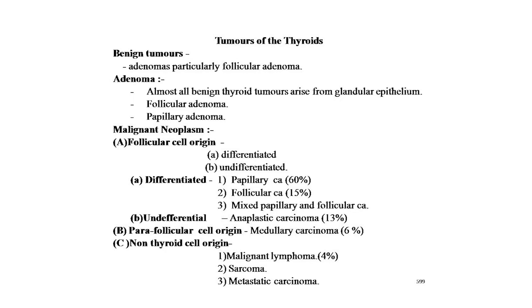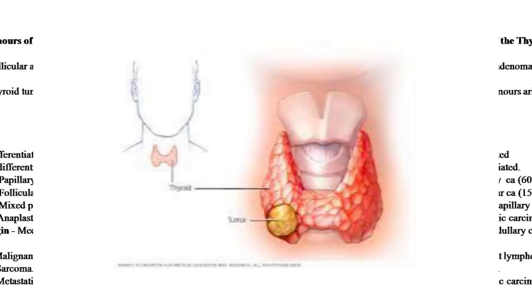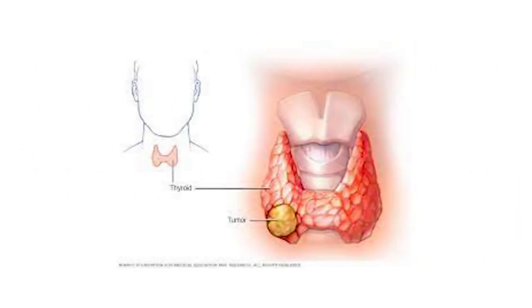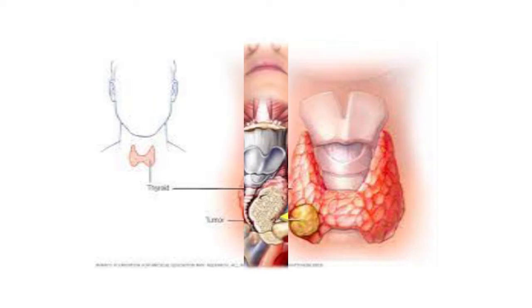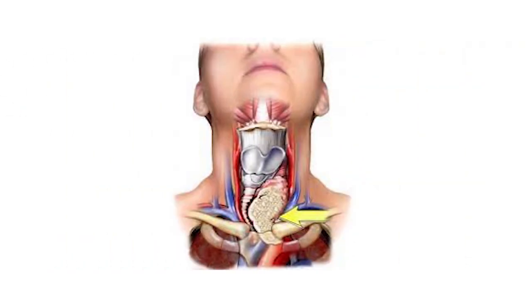Malignant neoplasms are of follicular cell origin, differentiated and undifferentiated varieties. Differentiated are papillary carcinoma, which constitutes 60%, follicular carcinoma, that is 15%, and mixed papillary and follicular carcinoma. Undifferentiated is anaplastic carcinoma, which constitutes 30%. Parafollicular cell origin medullary carcinoma is only 6%. Non-thyroid cell origin malignant lymphoma constitutes 4%, and there are non-thyroid cell origin sarcoma and metastatic carcinoma. Dear students, here is the image showing the thyroid tumor in yellow color. This is the second image showing the diffuse tumor of the thyroid.